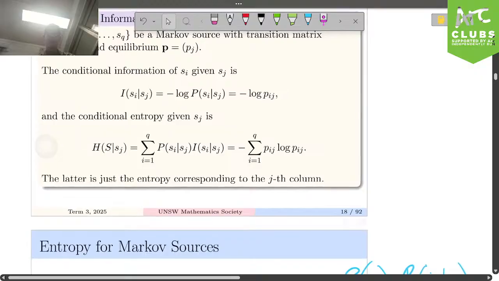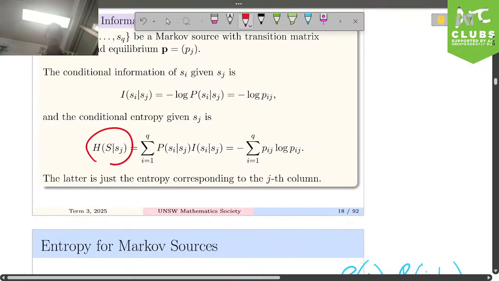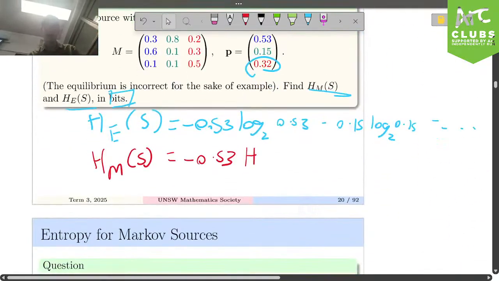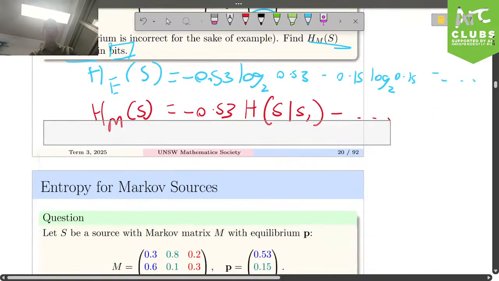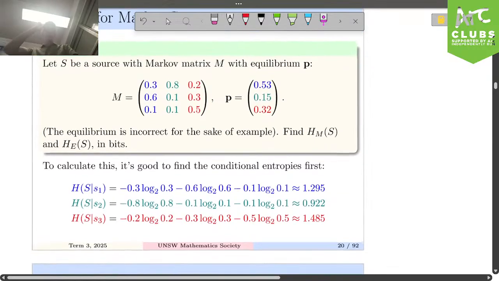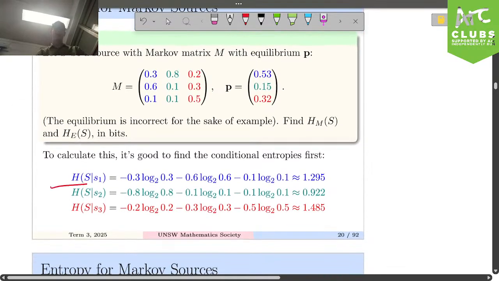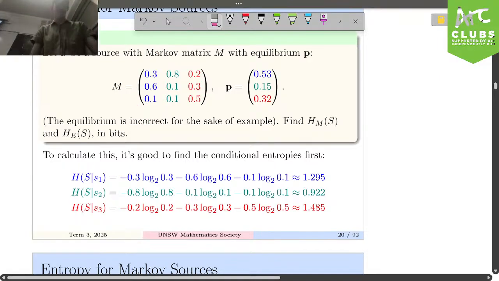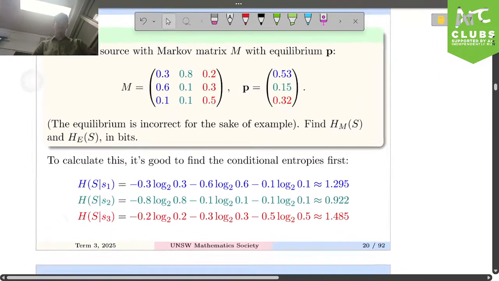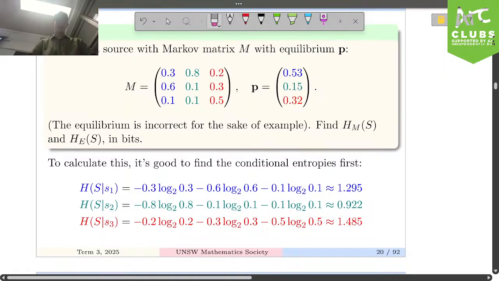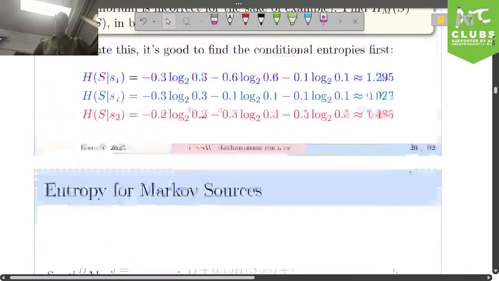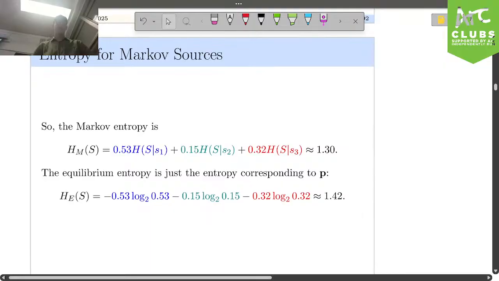So let's do this one. HS given, yeah, that's right. HS, thank you, given S1 minus. Okay, so let's just make sure that's all correct. Right, and yeah, you can compute each of these by looking at every single column. It's nicely color-coded for you. You can see the vision of what we're trying to do there. Again, we use base 2. Seems all good. So let's see what pops out in this calculation when we add it all up.